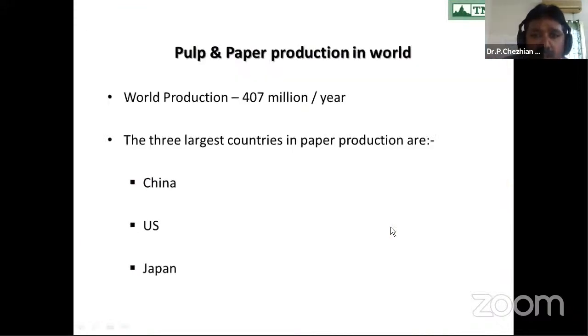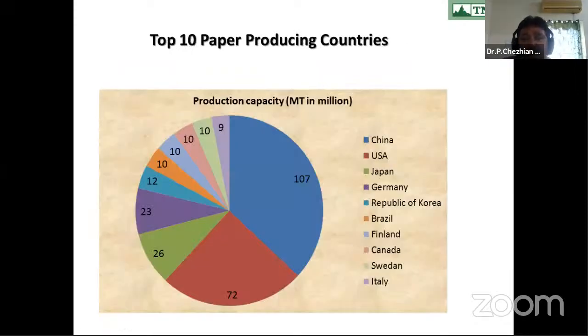The pulp and paper production in the world is about 407 million tons per year. Actually, 3 countries are the major producers: China, the US and Japan. These are the large paper producing countries in the world. In the list of the top 10 paper producing companies, India is missing. We are in the 15th position, after Germany, Brazil, Finland, Canada and Italy.